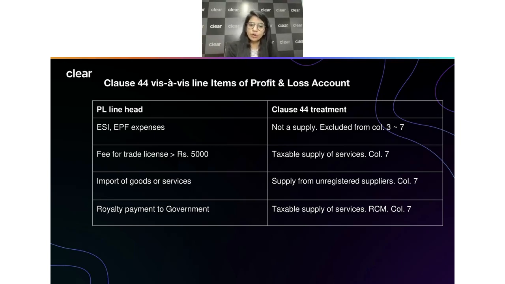If we talk about import of goods and services, as we discussed, this is a supply from an unregistered person, and you should report that as a part of column number 7, right? Now, in the same way, if you look into the royalty payment to government, right? When there's a royalty payment against a taxable supply, it has to be reported in column number 7. Right?